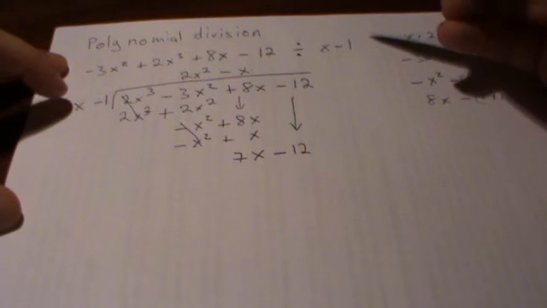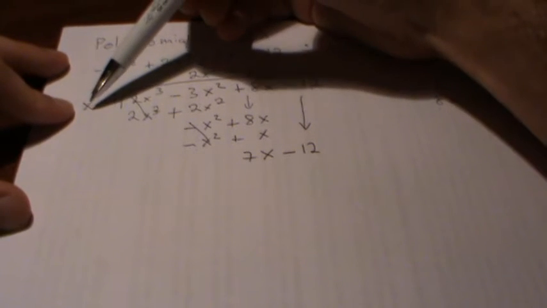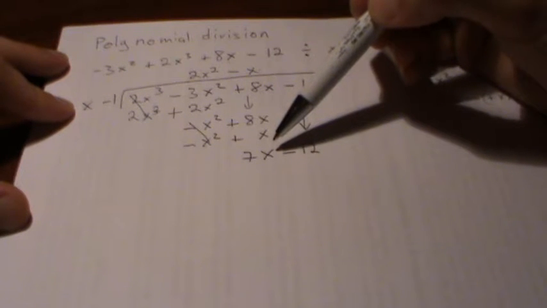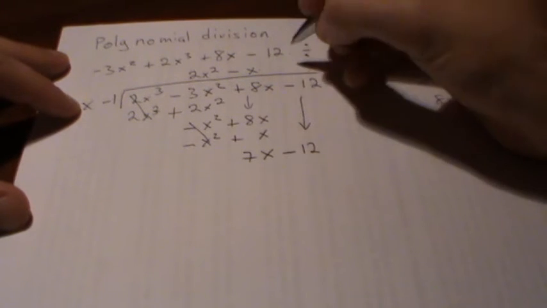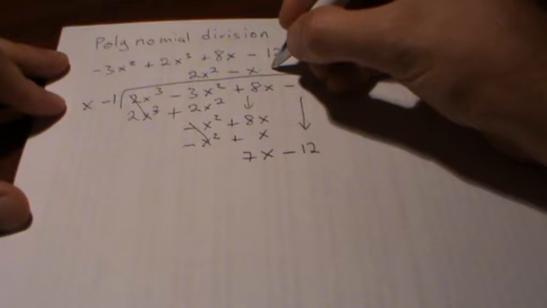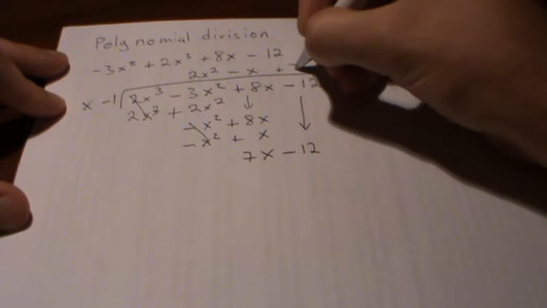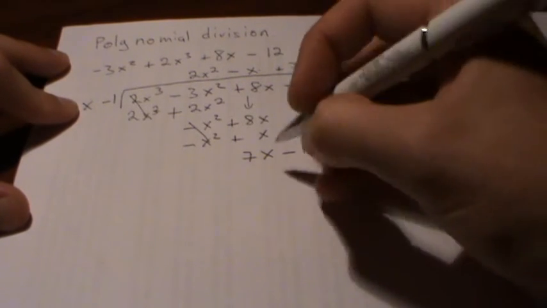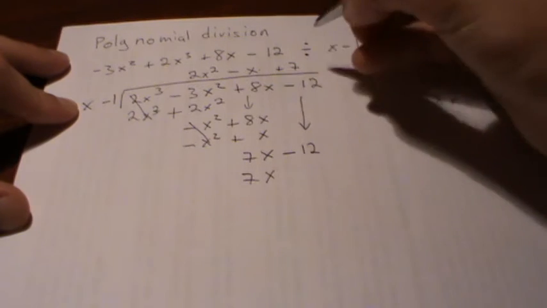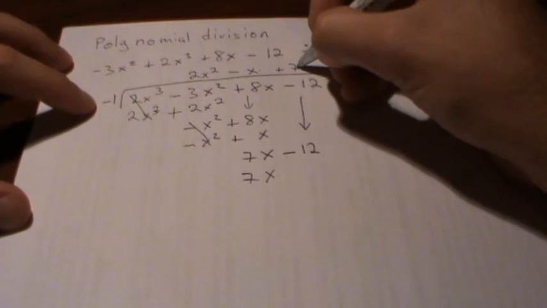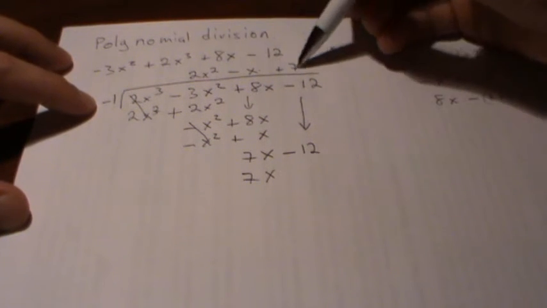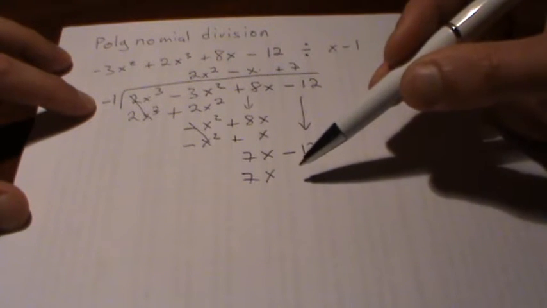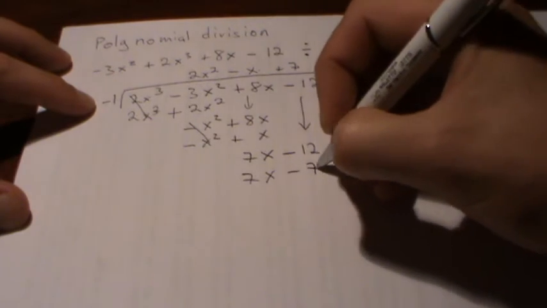And so I ask myself, what do I need to multiply x by in order to equal a 7x? Well, x times a positive 7 will give me a 7x. And then a positive 7 times a negative 1 will give me this. Remember, this times this will give me, let's see, a negative 7.